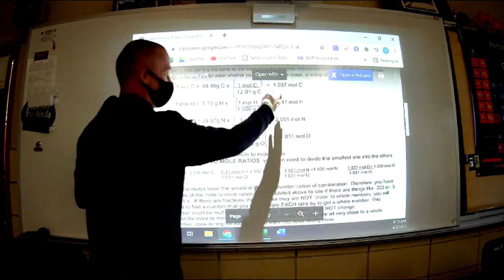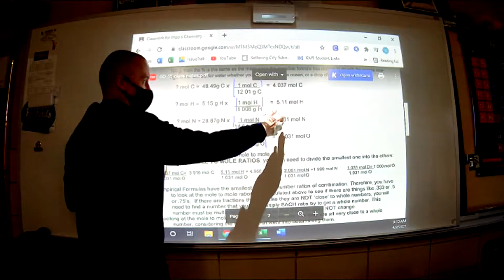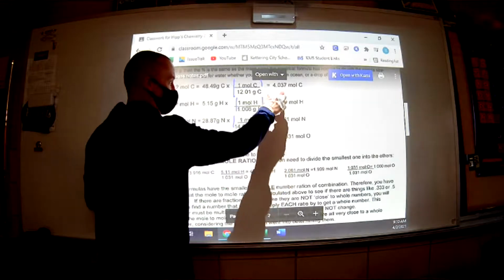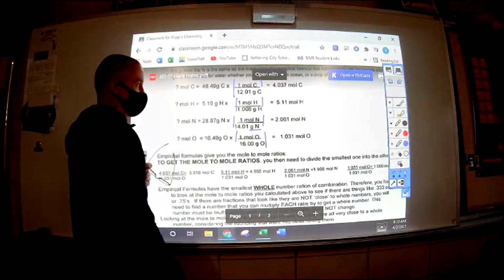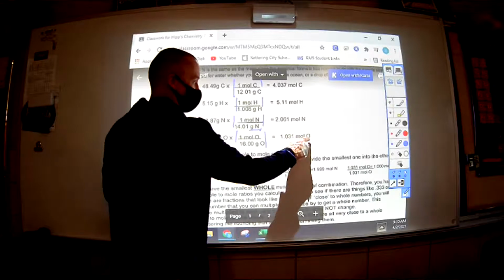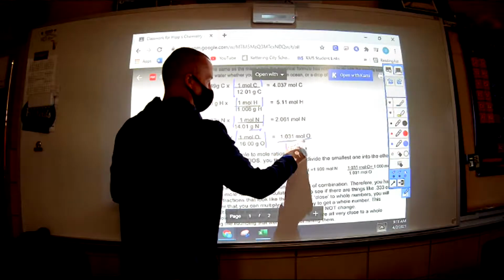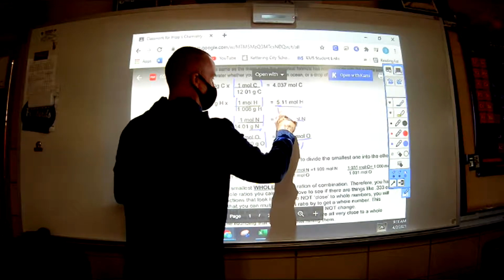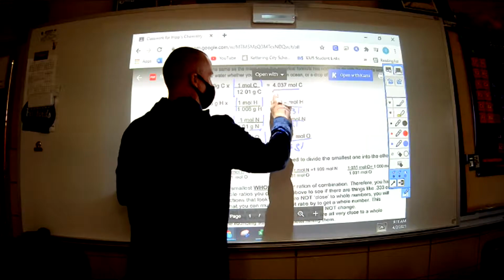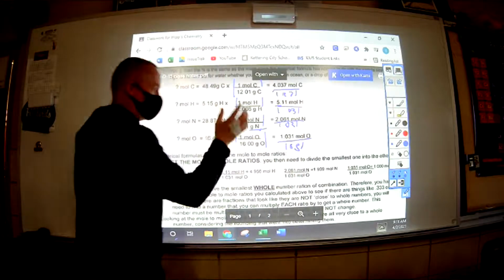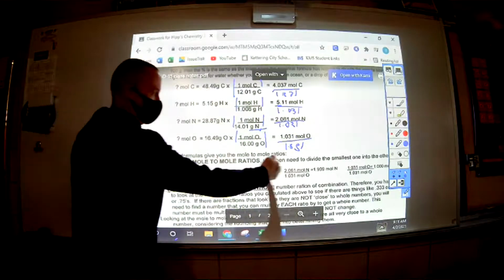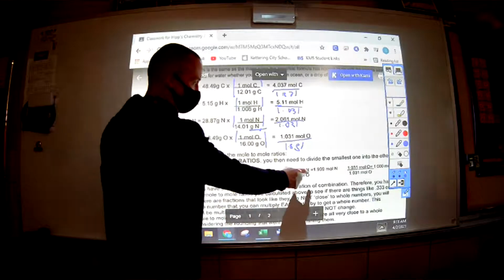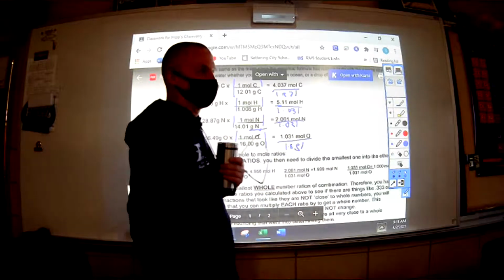So how do I get ratios out of 4.037, 5.11, 2.016, and 1.013? To get a ratio, we divide the smallest one into the rest. What is the smallest one of these? 1.031. So I divide all of these by 1.031, and that will give us ratios. You divide the smallest one into the rest to get ratios. That's what's happening right down here. We're dividing by the smallest one. We get 3.916, 4.956, 1.999, and 1.000.